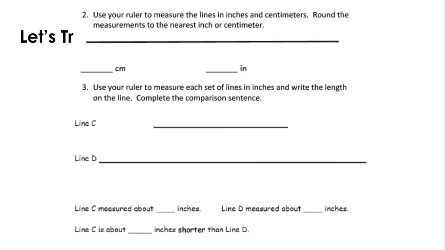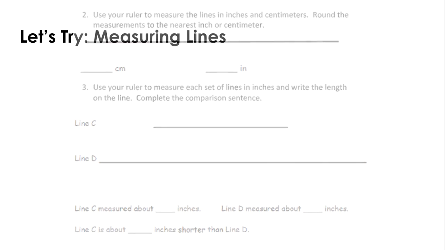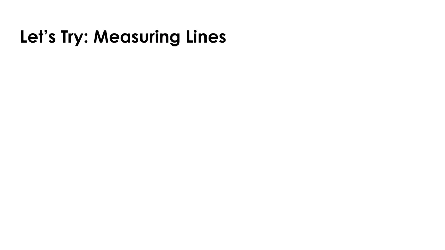In your packet, it looks like this. There's different lines they want you to measure using centimeters and also using inches. Now, I'm going to just model for you measuring a line with both. However, this line is not the same as the line that they're asking you to measure because our packets are different sizes. My view on the computer is different from the one that you have in front of you. So I just wanted to model for you measuring a line, not the exact one that you're going to work with. So here is the line I've chosen to measure.